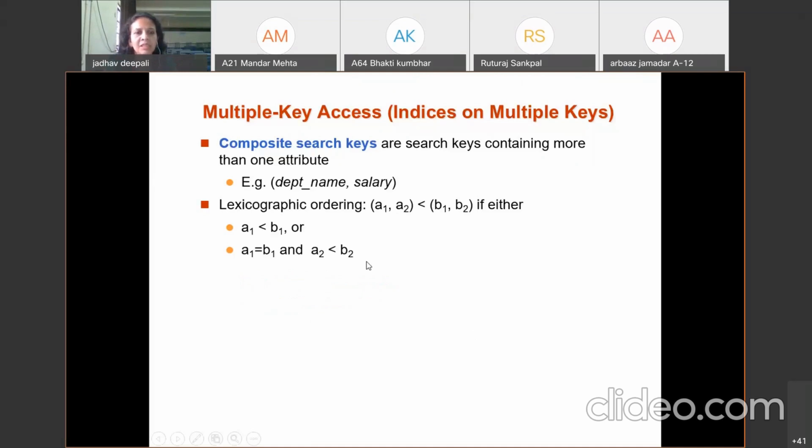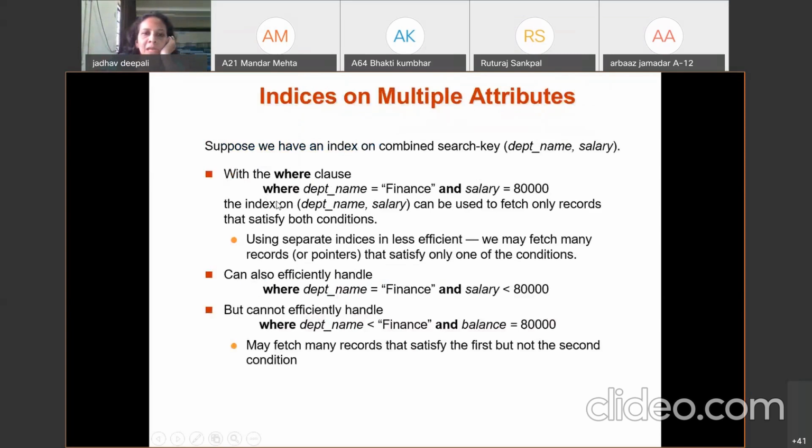Now see the same example. Suppose we want to find the ID of the instructor with department name equal to finance and salary. So here two search keys are there. We get the result as the tuples with finance and the given salary. Both conditions are satisfied, then we give the result. It is also useful when department name is equal to finance and salary is less than 80,000.